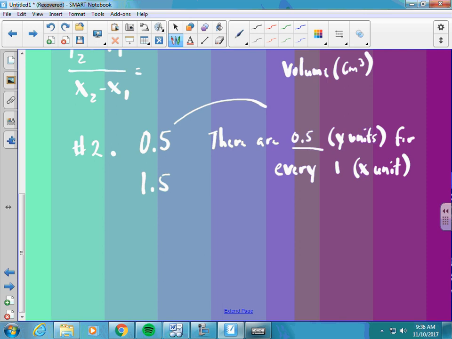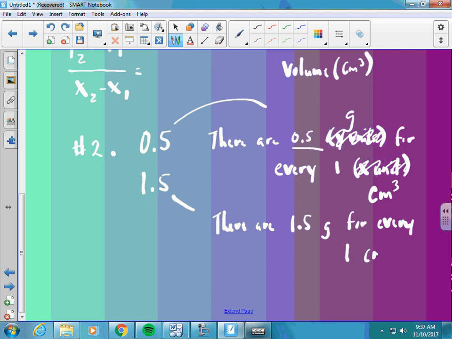They wrote y units for every one x unit, when, let's be specific to the scenario. In this scenario, the y units are grams, and the x units are cubic centimeters. Okay, so it should have been something like there are 0.5 grams for every 1 cubic centimeter. And then on this one, same thing. There are 1.5 grams for every 1 cubic centimeter.